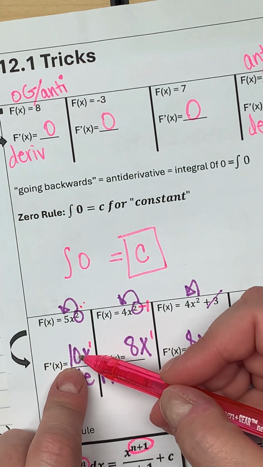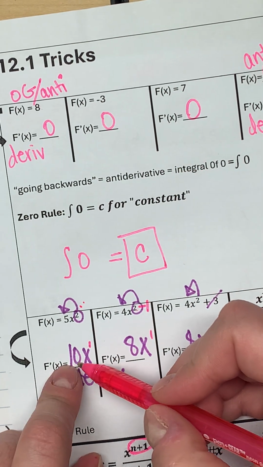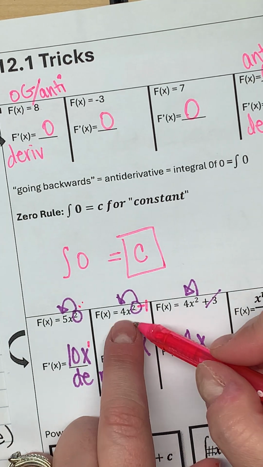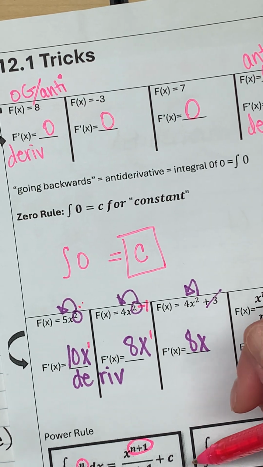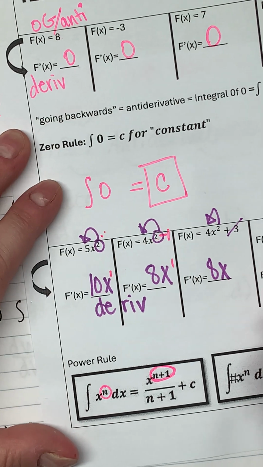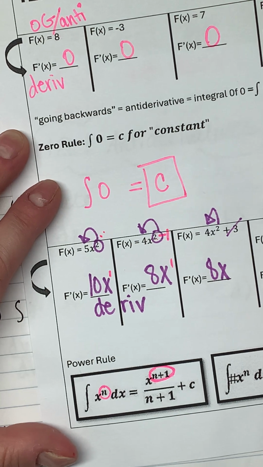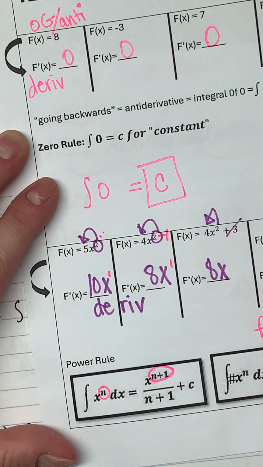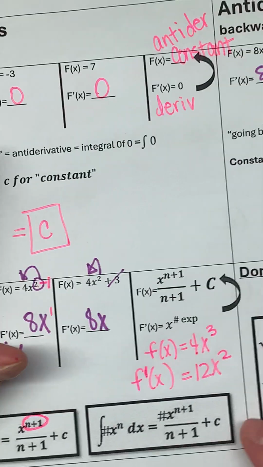Let's look at this big fat number, where it comes from. Let's see, if I'm trying to go backwards, how do I get from a 10 to a 5? How do I get from an 8 to a 4? Well, you're probably saying you divide by 2. That's great. But what about if my f of x was 4x to the 3 and my derivative was 12x squared?